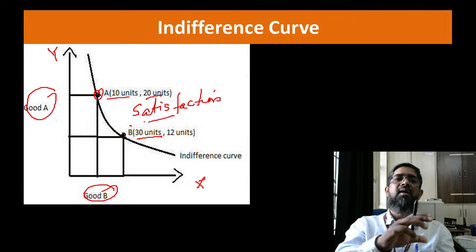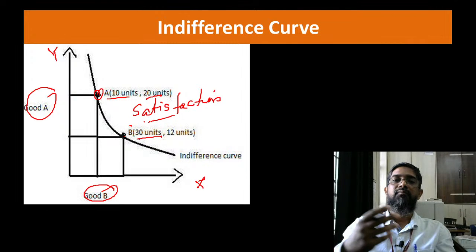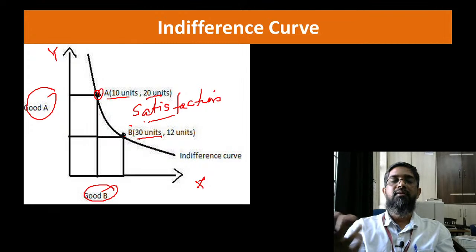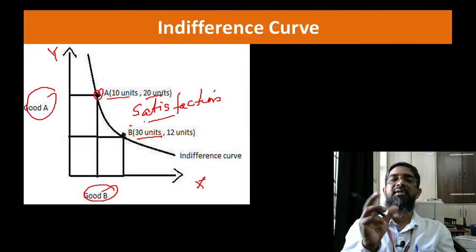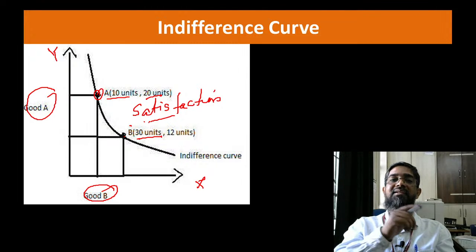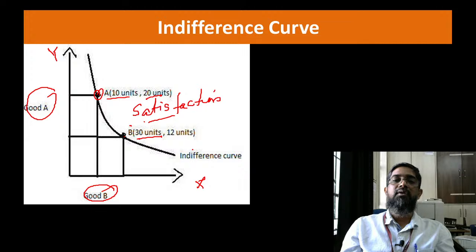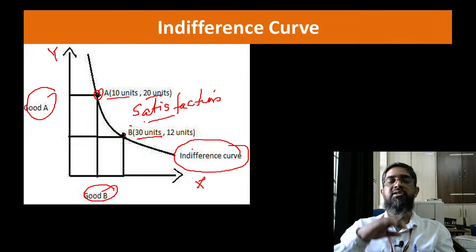Say for example, apples and oranges, right? 6 apples and 1 orange, 4 apples and 2 oranges. Like this combination you can have, and each combination is giving you the same level of satisfaction. That can be shown with the help of indifference curve. So that way indifference curve is one of the ways to compare utility. It comes under ordinal utility analysis.